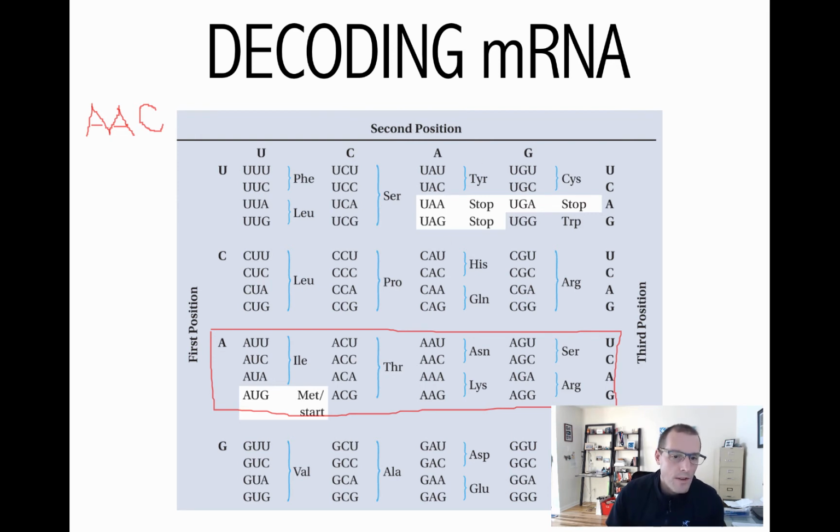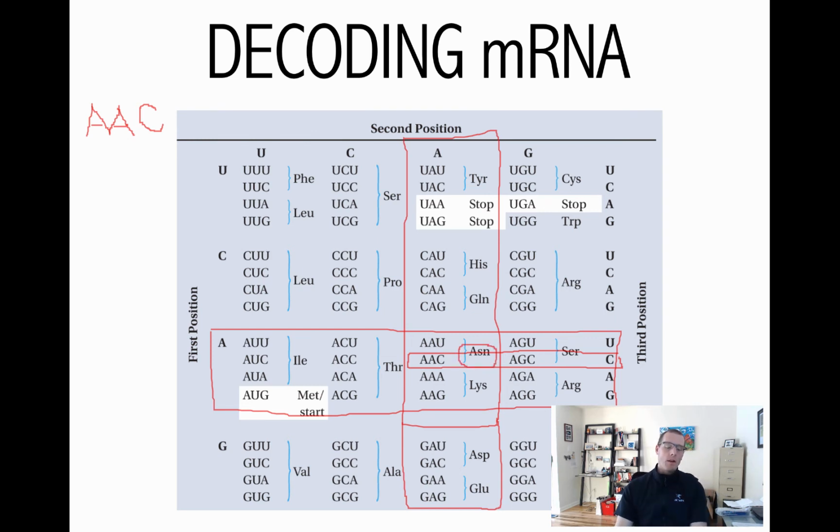Then we're going to look for the second position, and now we're looking in this column here. I guess that should also include this one at the bottom. I didn't go far enough down there. So that includes everything down to the bottom of the table. And then in the third position, we're looking for the C, so we're going across here. Where all of those boxes overlap, we see that AAC corresponds to the amino acid asparagine. So that's how you decode the information in the mRNA.